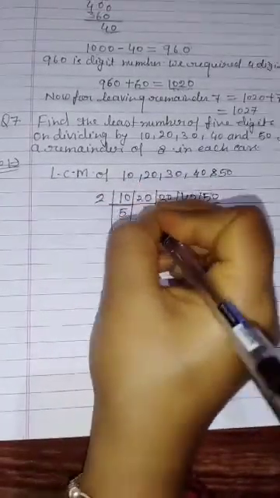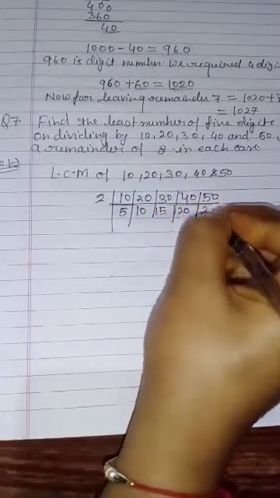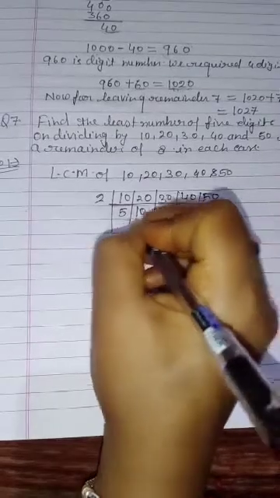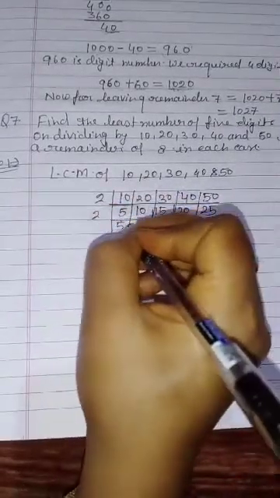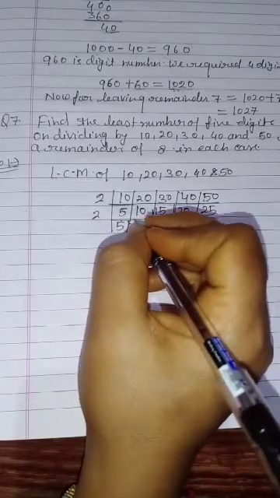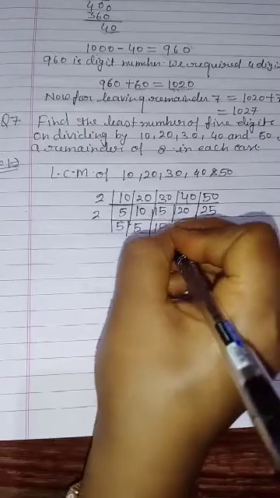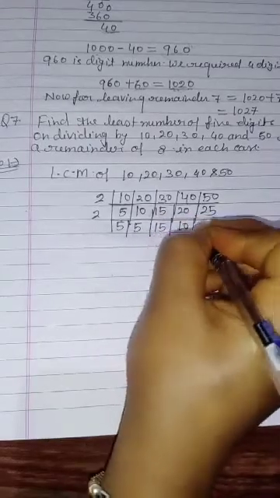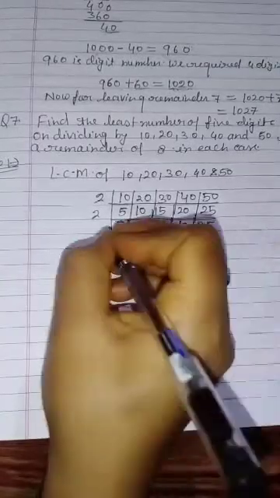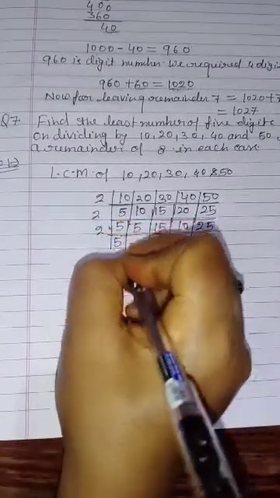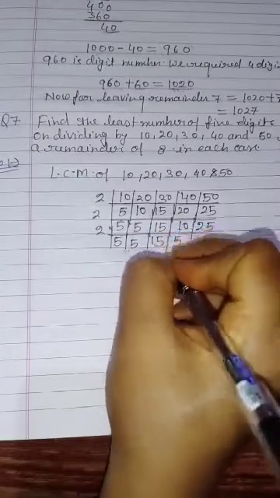2 fives are 10, 2 tens are 20, 2 fifteens are 30, 2 twenties are 40 and 2 twenty-fives are 50. Further division by 2 is still possible. The 5 is not dividing, so copy it down as it is. 2 fives are 10, 15, 2 fives are 10 and 25. Further division by 2 is still possible: 5, 5, 15, 2 fives are 10, and 25.